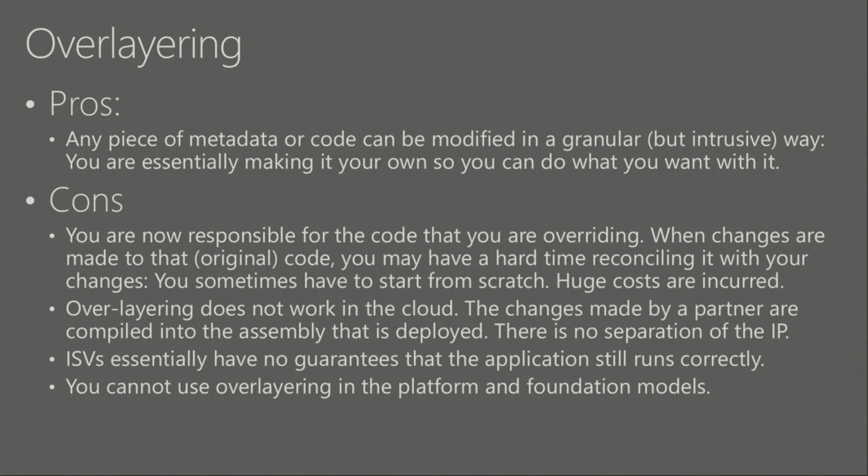You make the code your own, which means, that's one of the cons, that now that it's your own, you have to manage it. So whenever a new thing comes along, you have to rethink what you did. Sometimes our upgrade tool will take care of it for you very easily, and it'll just work. But sometimes you have to redo the thinking because the underlying stuff has changed, and you need to rethink it. It's expensive. Overlaying doesn't work in the cloud. And you cannot use overlaying anymore. We've locked it down, so you can't do it anymore in these two models.